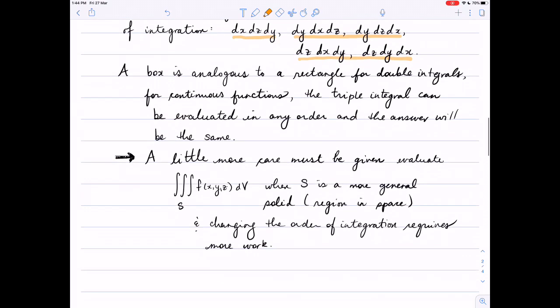So a box is analogous in this sense to a rectangle for double integrals. A box is analogous to a rectangle in that for continuous functions, the triple integral can be evaluated in any order, any of those 6 orders, and the answer will be the same. But that's for a box. That's for the simple case.